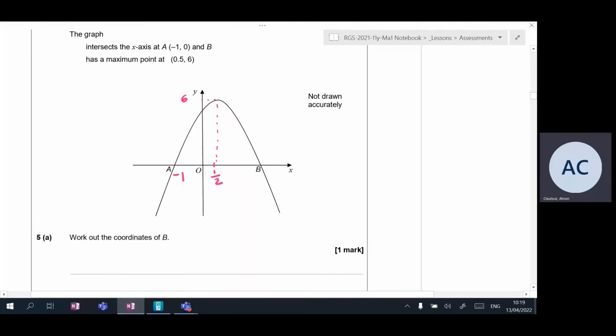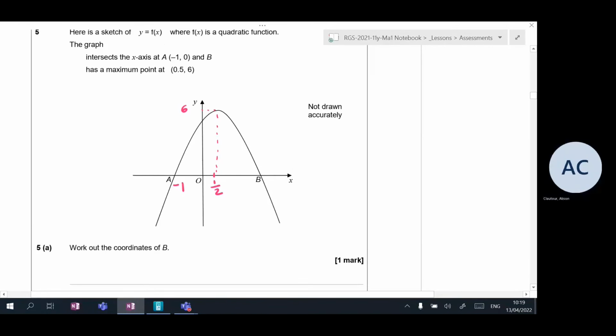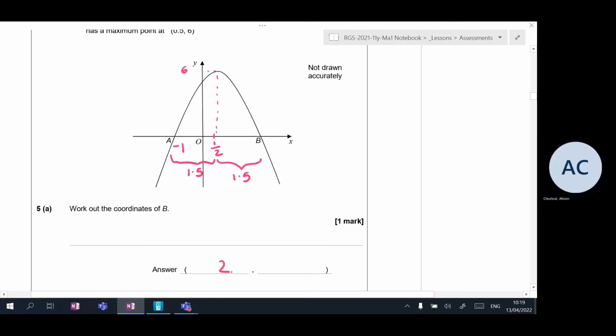So remember, a quadratic graph is always symmetrical. So it gives you the maximum point, and that's going to be the midpoint of the roots. So if we look at this gap here between -1 and 1/2, we've got a gap of 1.5. So you can have another gap of 1.5 here. Okay, so B will be (2, 0).